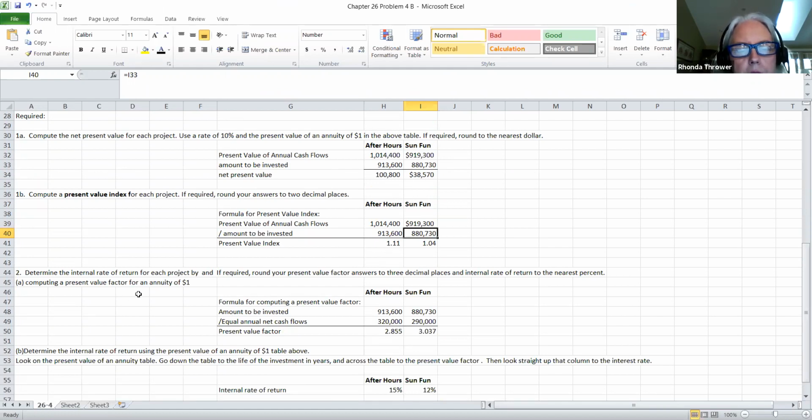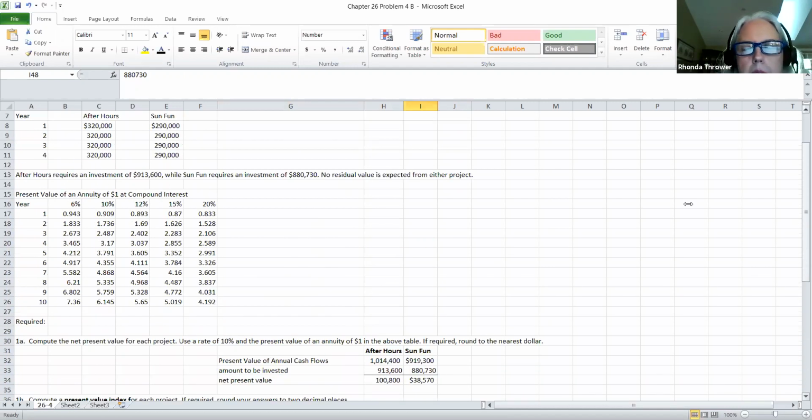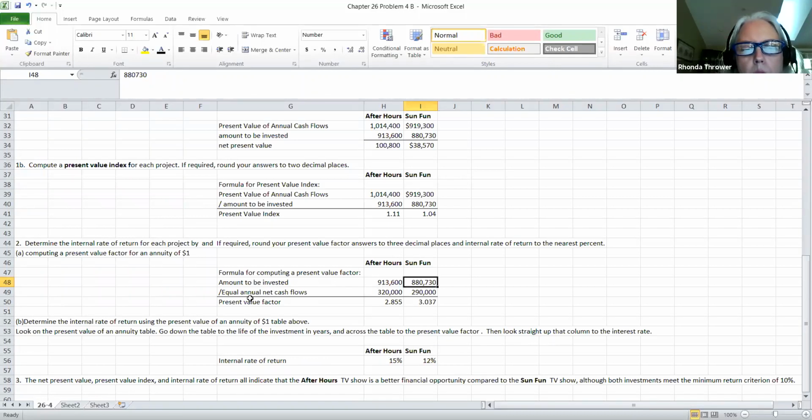But to determine the present value factor, if we don't have a table to use, we can still determine a present value factor for these. There's a formula for doing that. And so we're going to take the amount to be invested, which was given for After Hours and also for Sun Fund. These were given in the problem right here. And so we start with the amount to be invested, and what we're going to do is simply divide it by the equal annual net cash flows that we know that we're going to have.